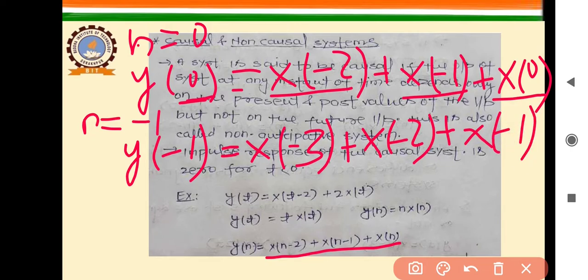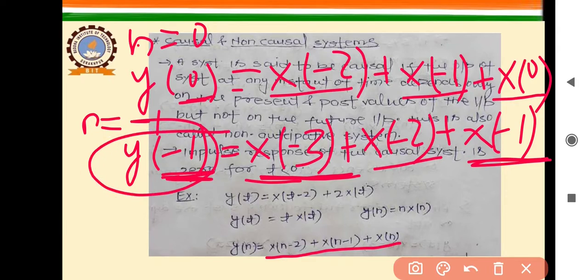Because I am taking time instant minus 1 here, it means that x of minus 3 is a past value for y of minus 1. X of minus 3 is a past value, x of minus 2 is a past value, and x of minus 1 is the present value of the input for this output. So in all the cases I can take positive values of n also.